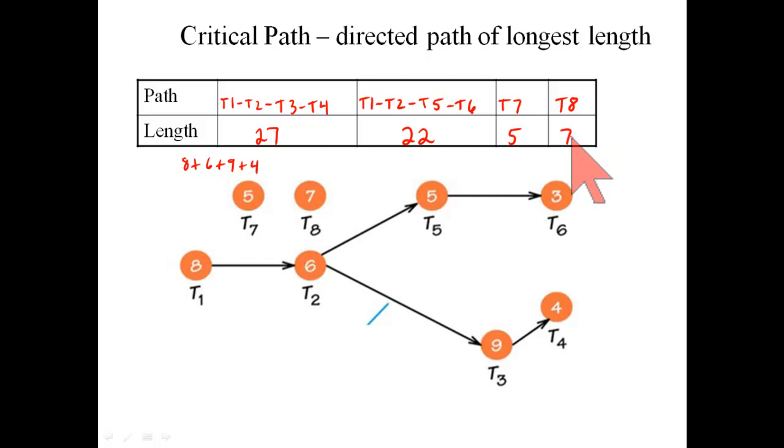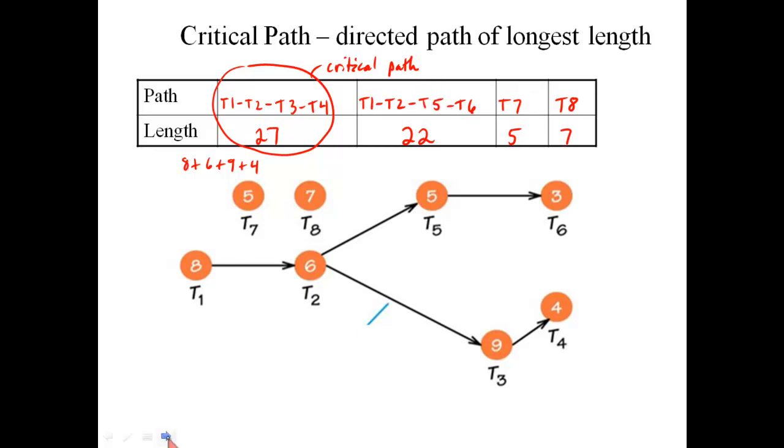These are the 4 maximal length paths then, and the critical path is the one of longest length, so it is right here. Critical path, because 27 is larger than any of the other lengths that I found.